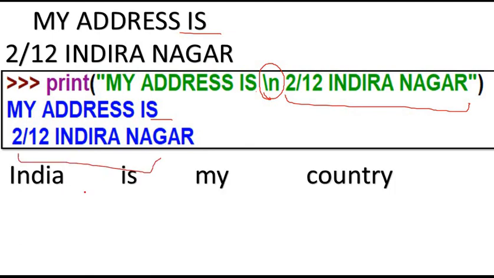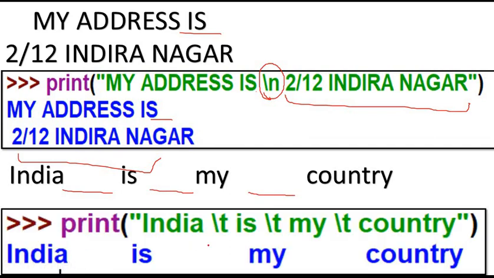Similarly, if you want to leave space in between, either you type so many spaces, or you can print using backslash t. Backslash t leaves a tab space, that is a space of 8 characters at a time. See, after India backslash t, it is leaving this much space here. Then after is again backslash t, after my backslash t, so these are leaving spaces here.